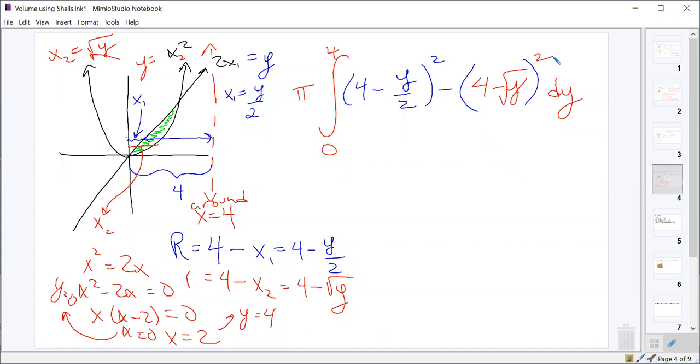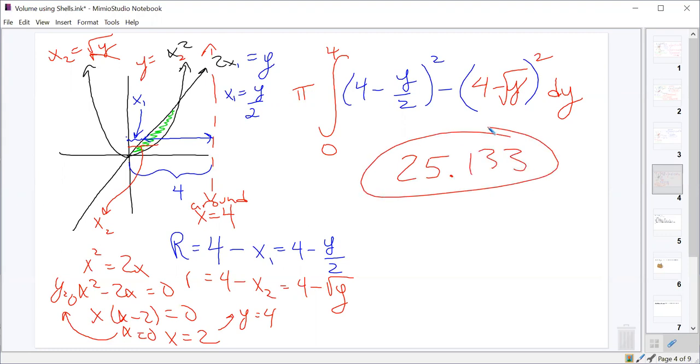You okay there, Tom? Is it having some trouble? 25 point what? 133? Lots of people got that? Zoom, 25.133? Yep. Good Zoom.